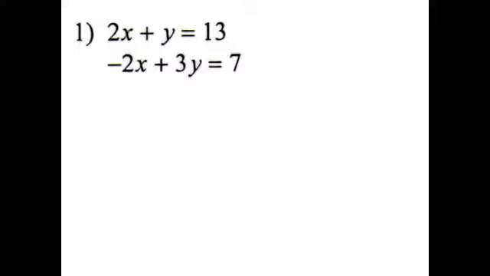For example, one, notice how the coefficient for both the x's is 2 and negative 2. So if you were to add those two equations together, the x's would disappear. This would be the elimination method. So adding it up, you're going to get 0x, which really doesn't do anything. We're not going to bother writing it down. But y plus 3y is going to give me 4y. And on the right side, 13 plus 7 is going to give me 20.